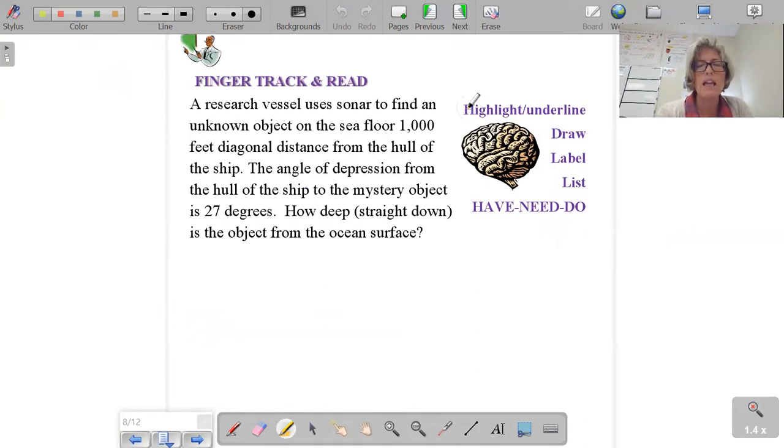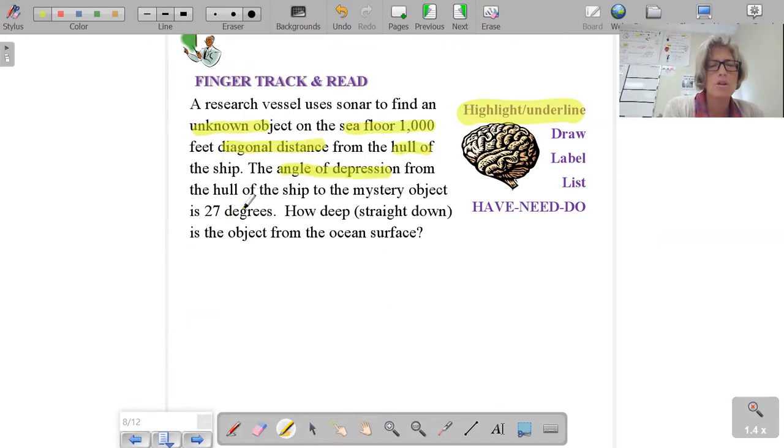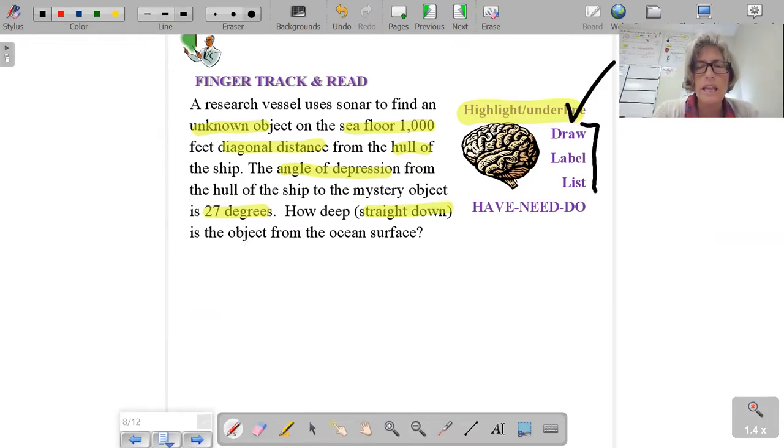Step 2, you're going to highlight the keywords and phrases or underline. We have a vessel, and there's an unknown object, 1,000 feet, diagonal distance from the hull of the ship. Angle of depression from the hull to the object is 27 degrees. How deep? Straight down. Now, you've got 30 seconds to make a drawing, label the drawing, and list your given information. Do this now.